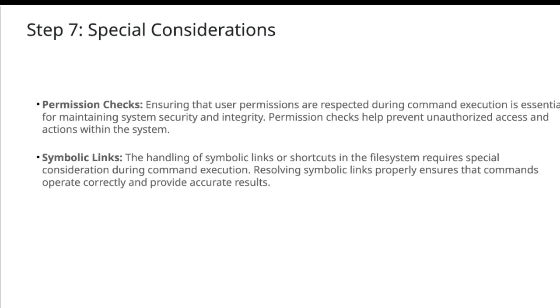Step 7. Special considerations. Permission checks: ls must check if you can view the files, much like a security check at an airport or a corporate office. Symbolic links are shortcuts or links to other files and directories. How ls handles these depends on whether you want to see the shortcut or know where it leads, like deciding whether to take a shortcut or the full path while traveling.